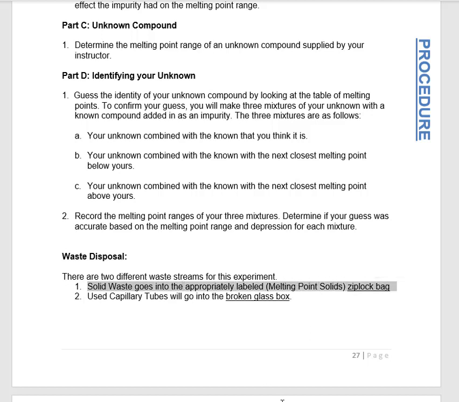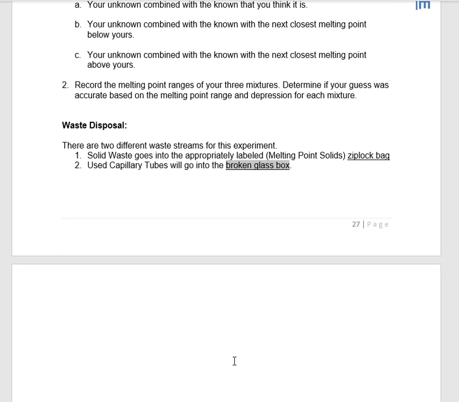There should be a Ziploc bag in the fume hood that's labeled melting point solids, and that's where you would dispose of all of those in that Ziploc. And then lastly, you're using capillary tubes, little tiny glass tubes. You're using those in the Digimelt to help you determine the melting point, and for that, they're made of glass, so you would actually dispose of those in the broken glass box.